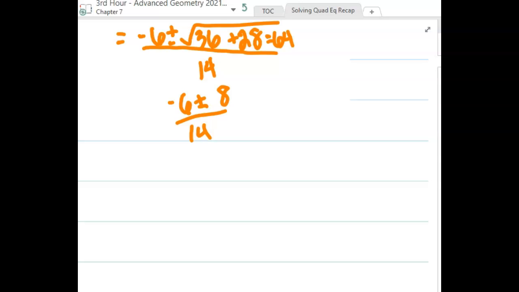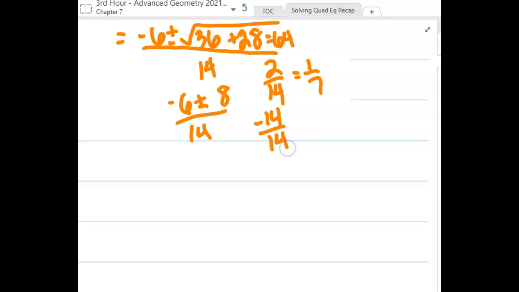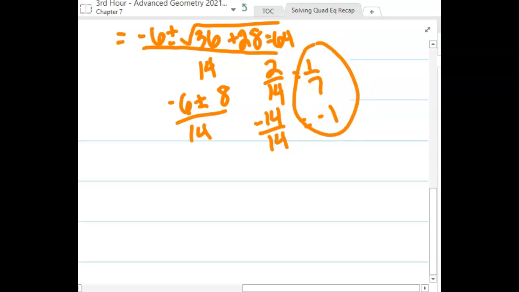And now you're going to have two answers. The first answer is negative 6 plus 8, which is 2. Divide that by 14. Don't write this as a decimal, just reduce it as a fraction. You get 1/7. The second answer is going to be negative 6 minus 8, which is negative 14 over 14, which would be negative 1. So your answers are 1/7 and negative 1.